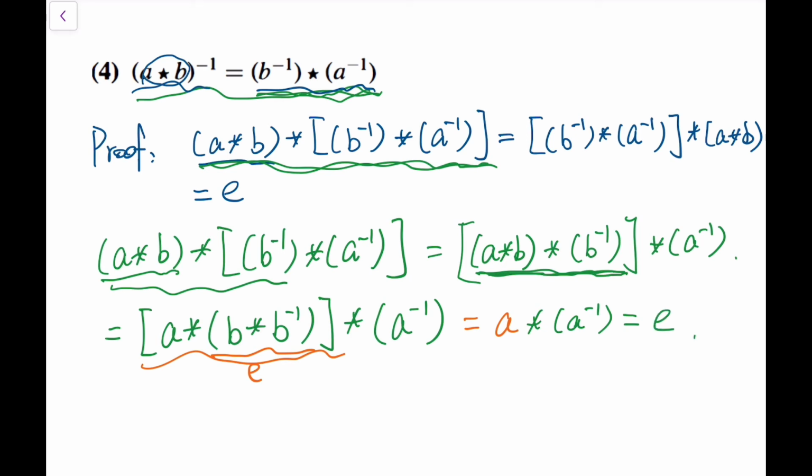And similarly, we can prove this part, this one is equal to the identity. The steps are the same, so I don't write here, but you can try it. Just use the associative law for like 2 times, you can get the identity. So we can say this is proved.